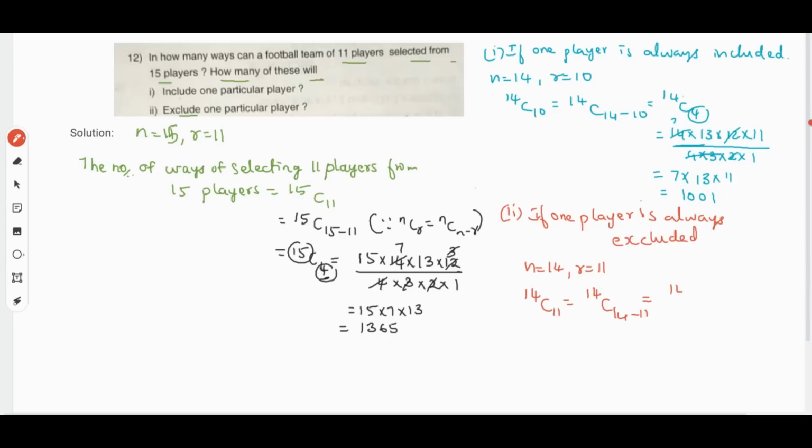That will be 14C3. That will be 14 into 13 into 12, 3 numbers, divided by 3 into 2 into 1. So this will be the factorial, 3 into 2 into 1. We have to reverse 3 numbers because 3 is in the r place. Then 3 ones are 3, 3 fours are 12, 2 ones are 2, 2 twos are 4. So when you multiply 14 into 13 into 2, we get 364. So hence it is solved.